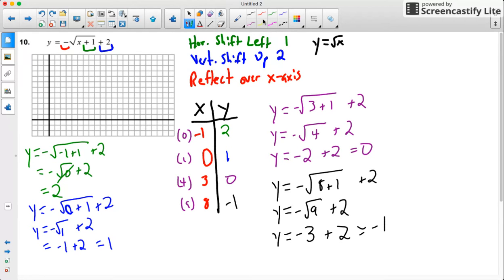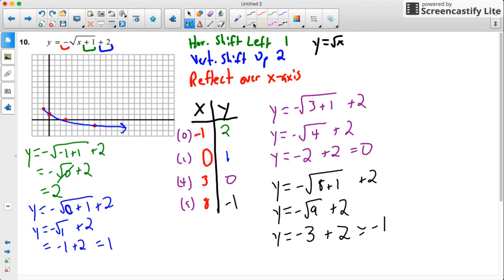Let's take each and every one of these things and plot them on my graph. So I've got (-1, 2), (0, 1), (3, 0), and (8, -1). So 3, 4, 5, 6, 7, 8, negative 1. And it looks like my graph is looking something like this. And just as we expect, we had that shift to the left 1 and up 2, and we had this reflection happening here. So this is all according to plan. Everything looks like it worked out.